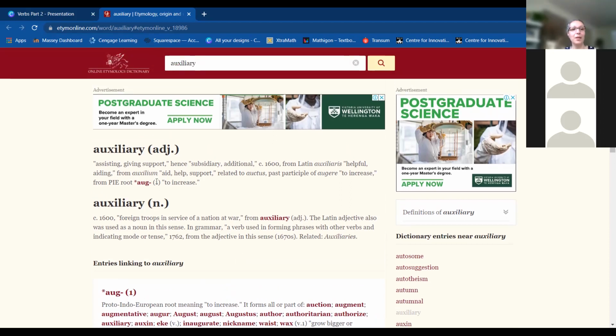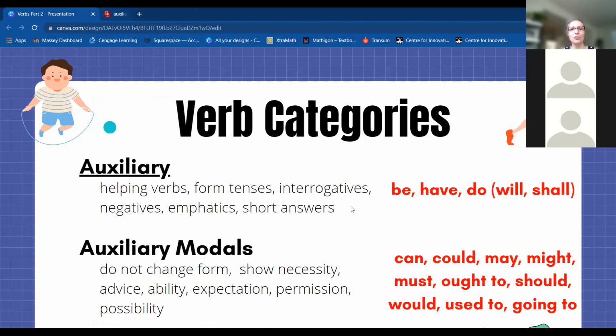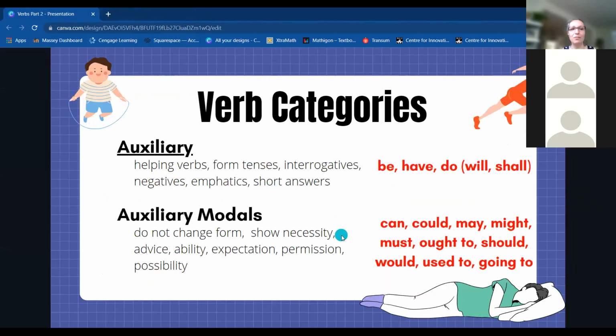So basically what we're going to do, I'm just going to go back to my little thing here, and I'm not sure if you can see verbs again. Yep, they are helping verbs. They form tenses. They form interrogatives. We'll see what all this means in a minute. Negatives, emphatics, and short answers.